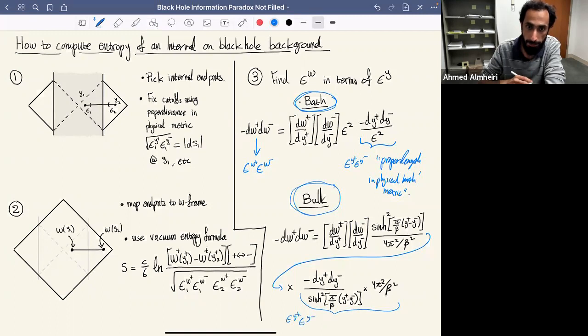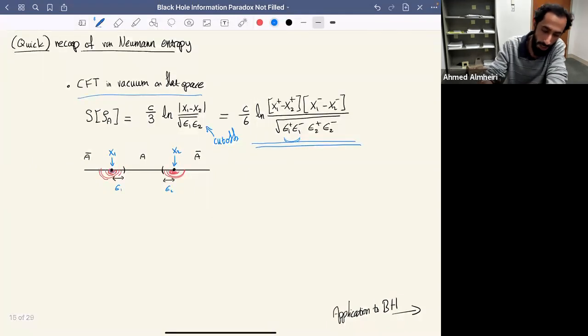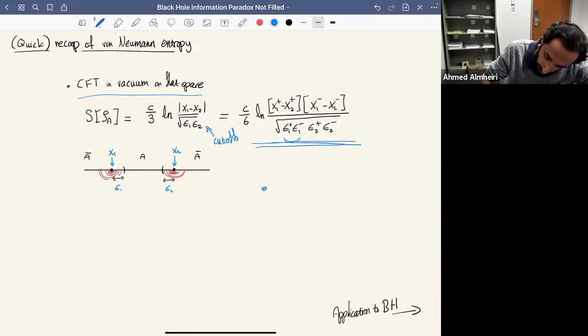Ahmed? Yes. Could you explain again? We went from a formula on the previous slide that had a single epsilon for each side of the interval. How did that turn into epsilon Y plus and epsilon Y minus? What are those two different symbols representing? Good. So let's say that this distance here is epsilon 1. What I'm doing is breaking this up into segments along the null directions. So this is going to be epsilon 1 plus, epsilon 1 minus.